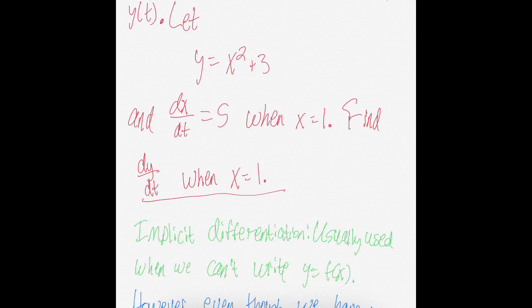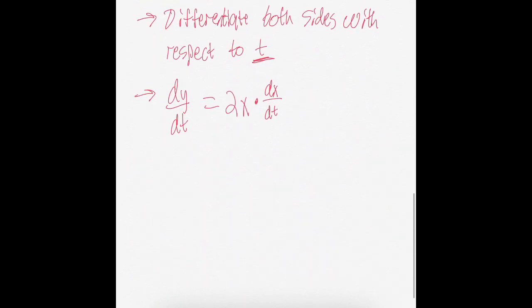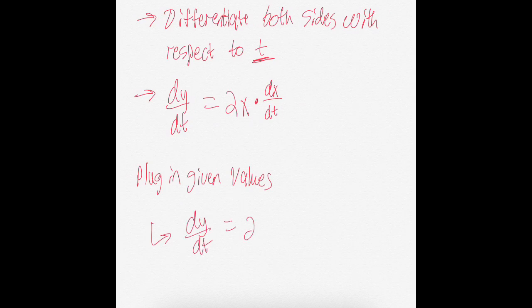So this gives me a formula. However, what we want is to find dy dt when x equals 1. Well, I noticed that when x equals 1, we are told that dx dt is 5. So we're going to use these two pieces of information now. And we go down here. That means that for dy dt, we're going to plug in the given values.